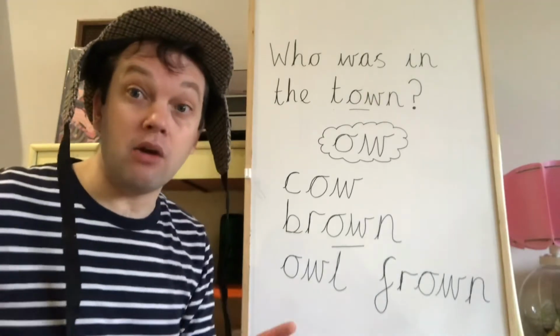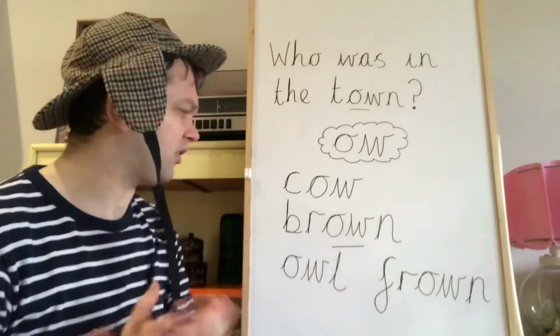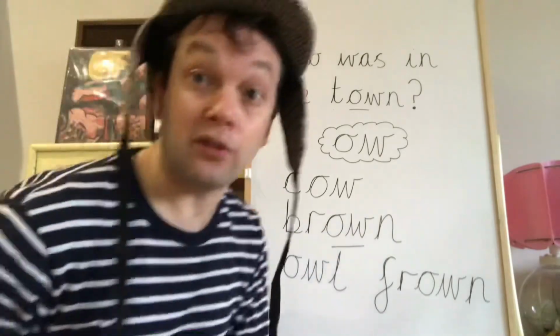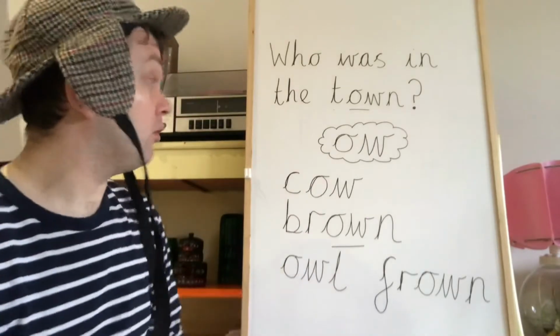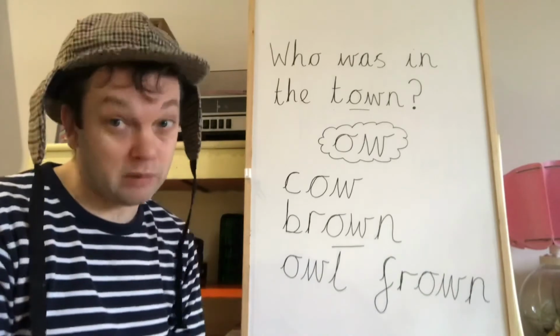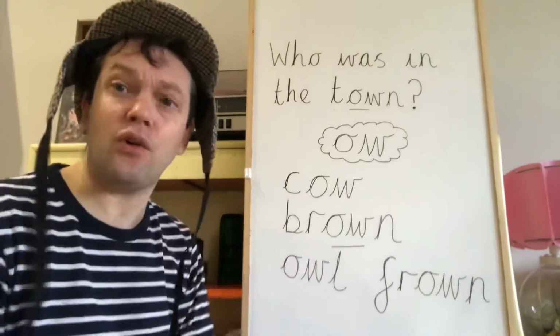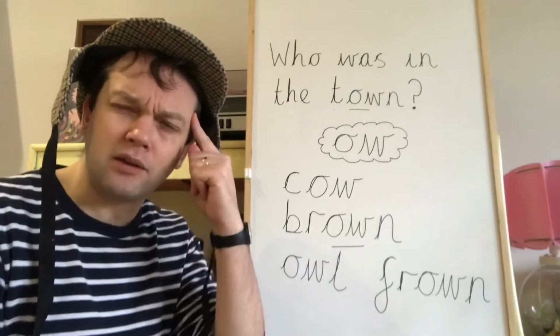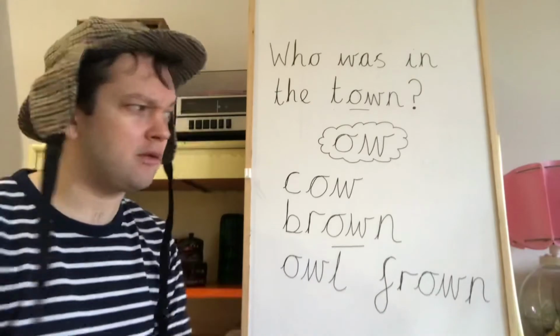Now, before we look at our phonics book today, I think we should put these words into a sentence. So you could say, very simply, the brown cow was in the town. The owl was in the town, but he started to frown. Well, you could come up with something completely different. It's up to you. Have a think. Then tell your mum or dad, your brother or sister. Tell your cat, tell your dog.